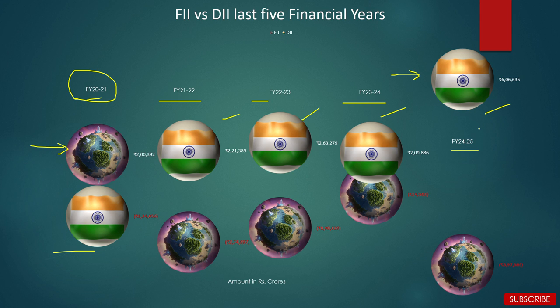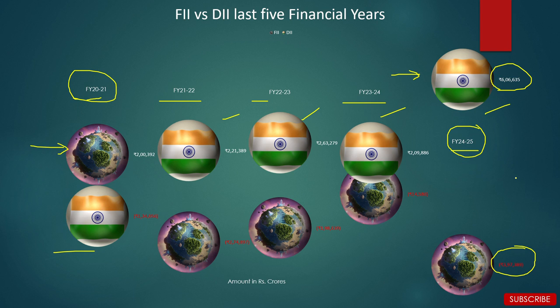In the last just concluded financial year, you can see the DIIs have bought more than 6 lakh crores in the cash market, whereas the FIIs have sold almost 4 lakh crore. So DIIs are performing extremely well in the Indian share market.